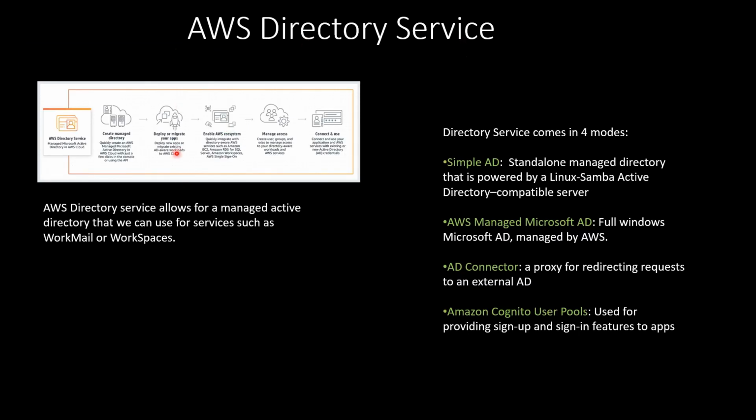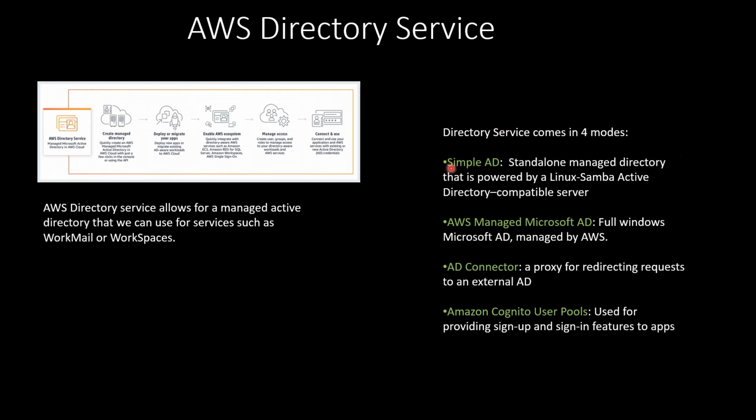AWS Directory Service allows for a managed Active Directory that we can use for services such as Workmail or Workspaces, and we could even, depending on the type, use it for things such as Amazon RDS, which is a relational database service, or other Microsoft products. But it all depends on the directory we use, and that comes in 4 different modes.